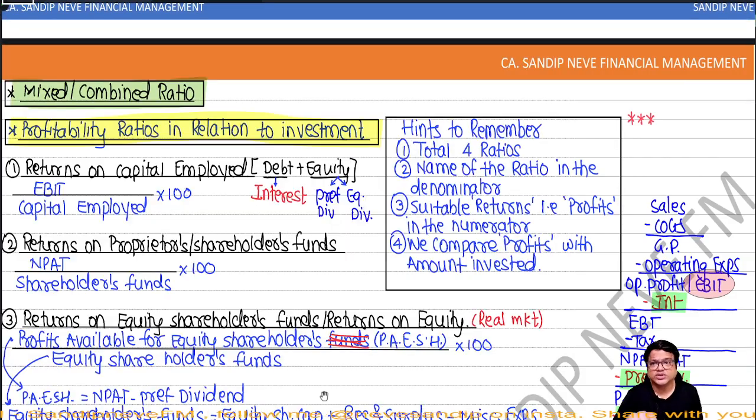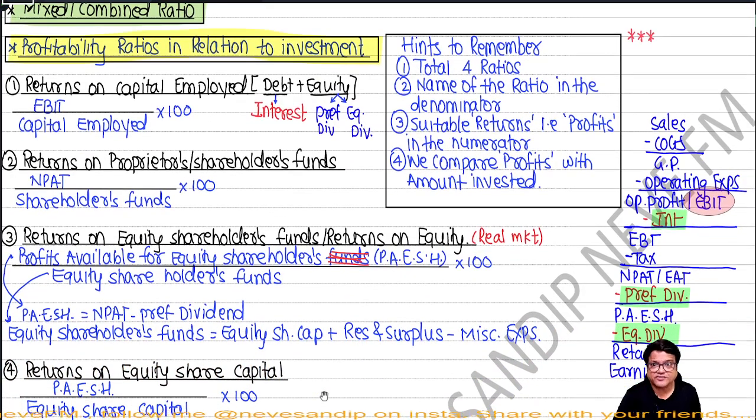So we will talk about mixed and combined ratios. The very first one is what? Profitability ratio in relation to what? Investment. People, remember in the class I had given you some hint. Remember the word man on horse? When you visualize man on horse, what do you see? You see man above and horse below. Don't visualize the other way around.